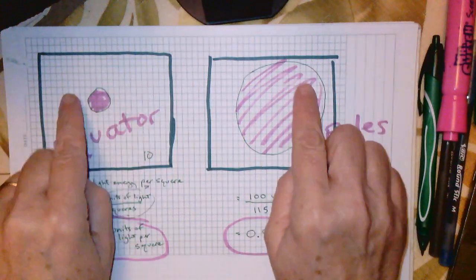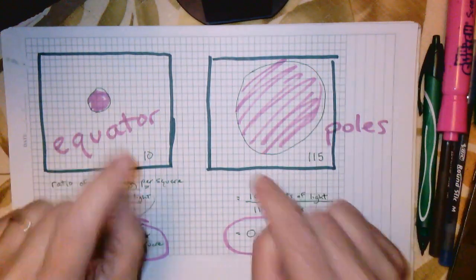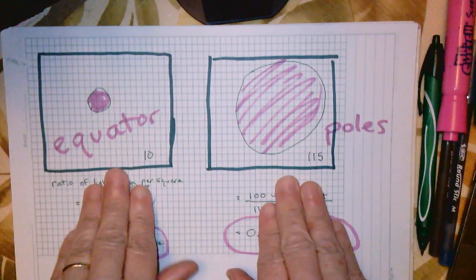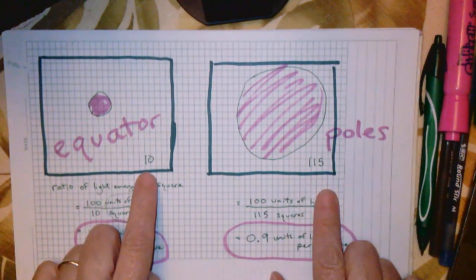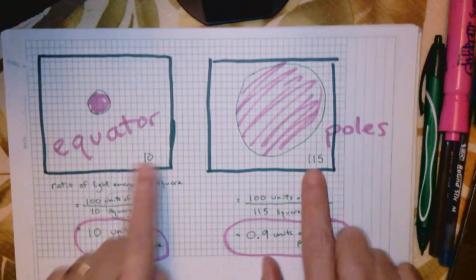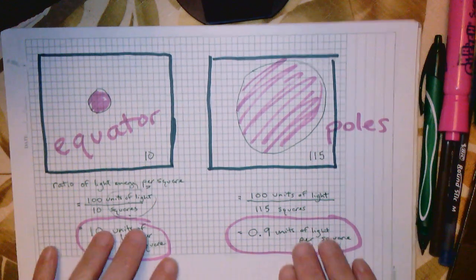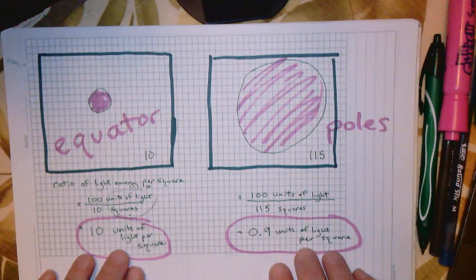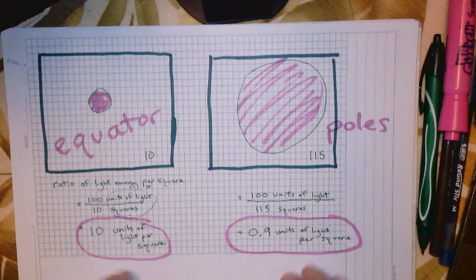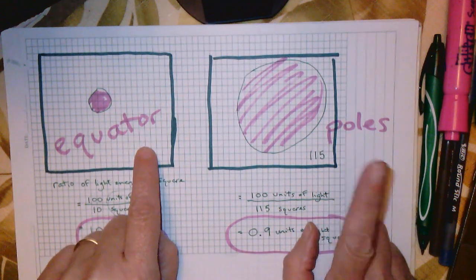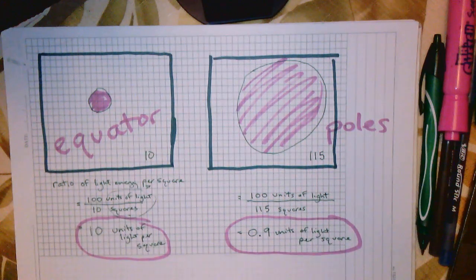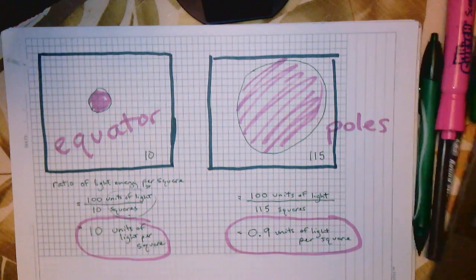I'll give you information about the area. I'll give you the drawings. I'm going to ask you to count up the squares, determine the area. It's multiple choice, so I'm going to give you some information about what would be the most reasonable answer for that ratio, and then which one is a measurement from the equator and which one is a measurement from the poles.